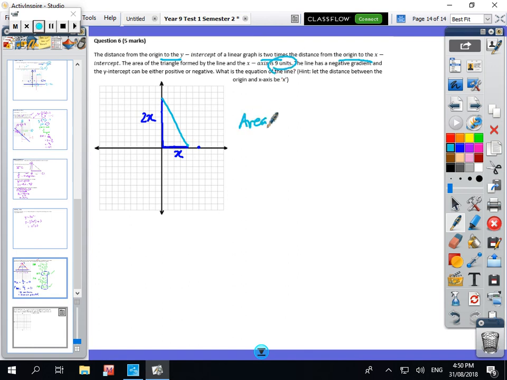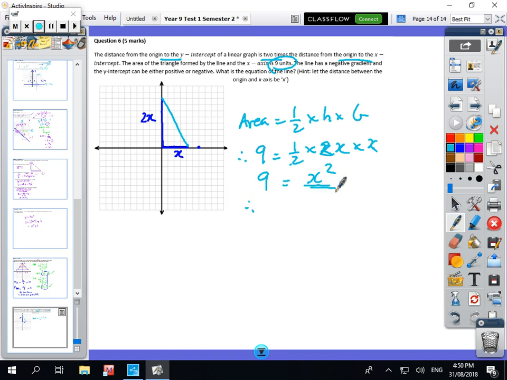So area of a triangle is a half times height times base. So 9 equals a half. The height is 2x and the base is x. So a half times 2 is 1. x times x is x squared. So some number squared equals 9. So the answer must be 3. So that's 3 and that's 6.